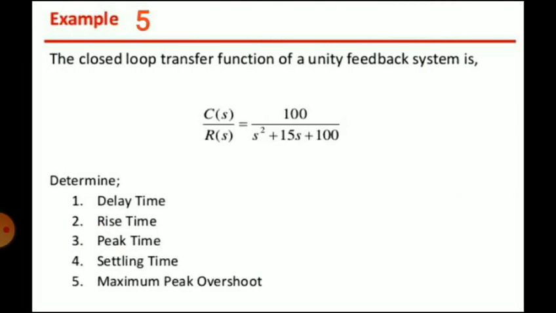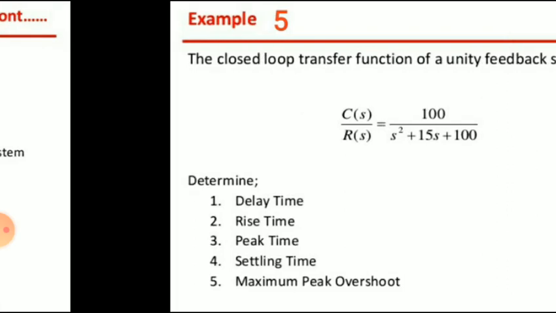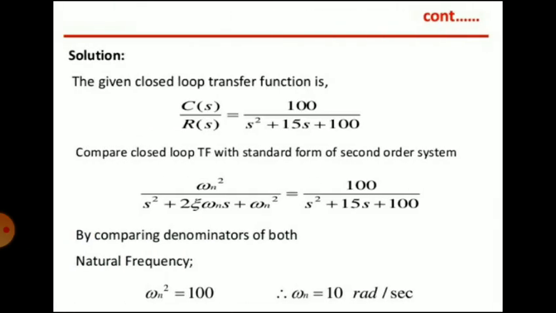Then example number 5, CS upon RS is given. So the closed loop transfer function of a unity feedback system is given. CS upon RS is equal to 100 upon S square plus 15S plus 100, and you have to determine delay time, rise time, peak time, settling time, and maximum peak overshoot. Now the given closed loop transfer function is CS upon RS. It is given directly, so this is another example.